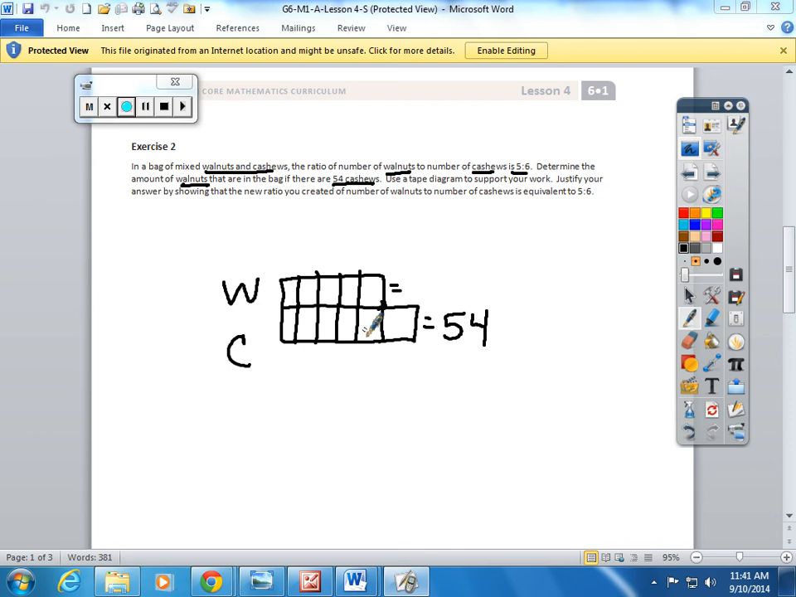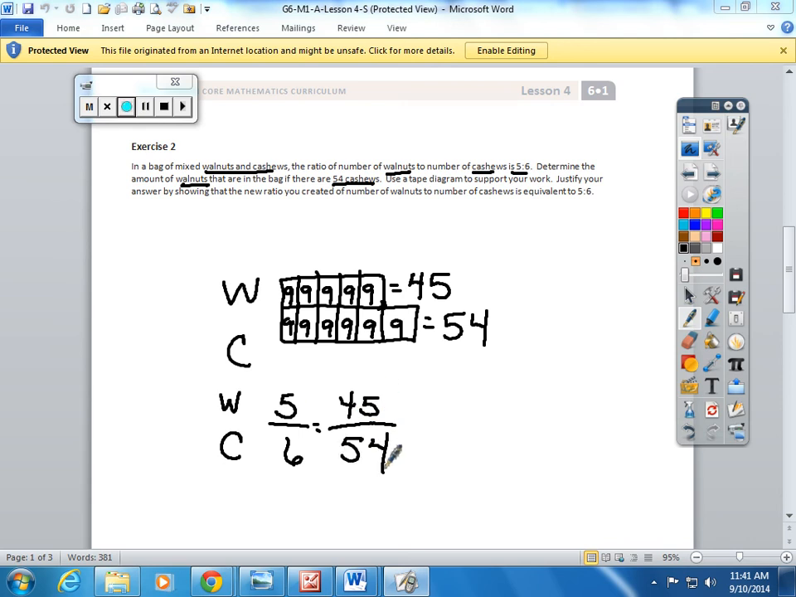Okay, 54 has to be split between 6 boxes. I know 54 divided by 6 is 9. So if I fill all of these boxes with 9, 9 times 5 is 45. So take the original ratio that you have, 5 to 6, walnuts to cashews. Okay, are these two ratios equivalent? They are, because you multiplied the original ratio, both parts, by 9.